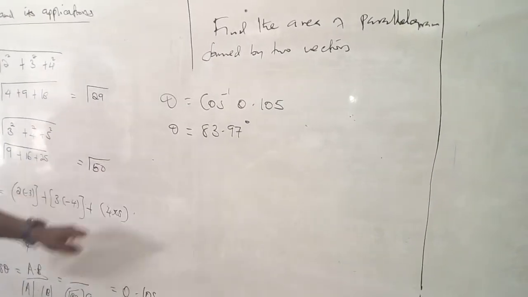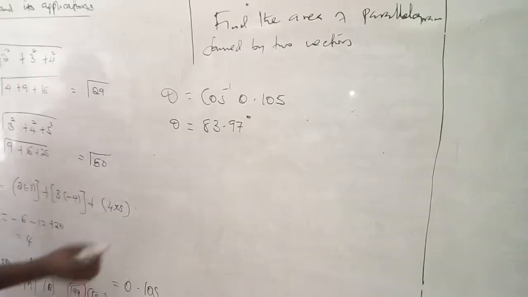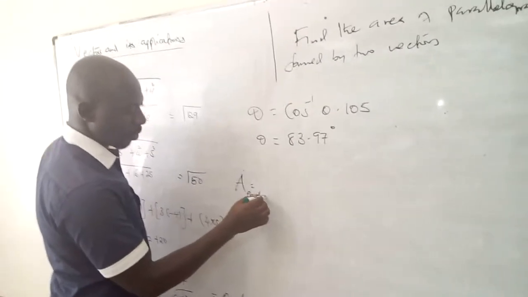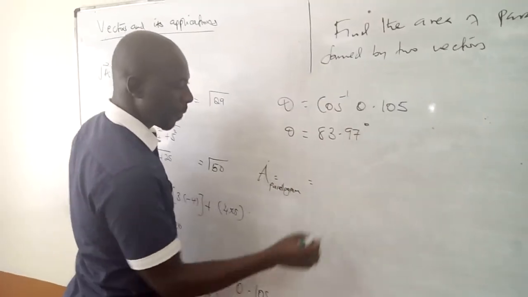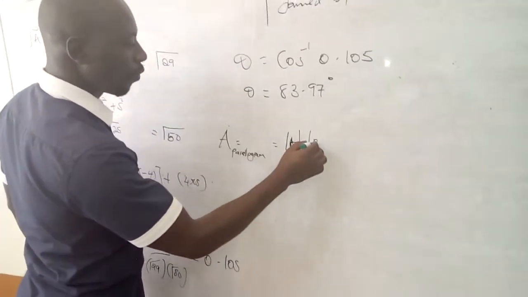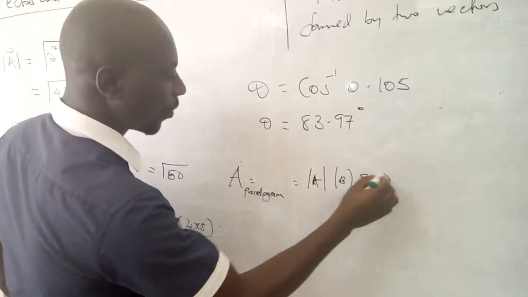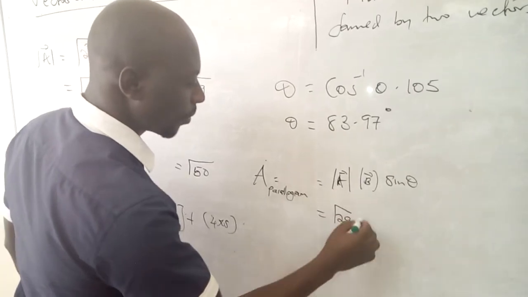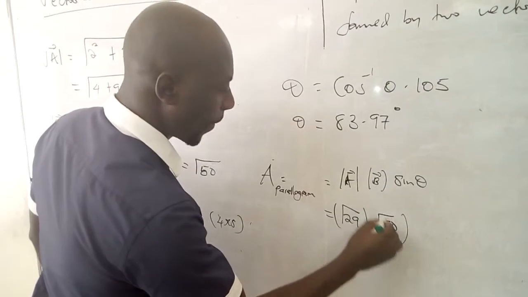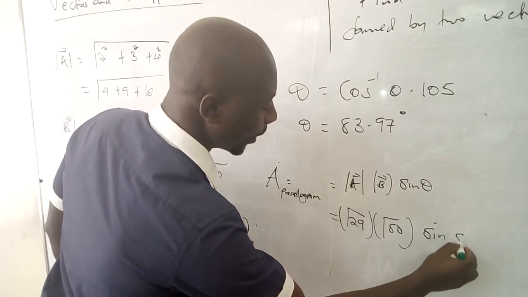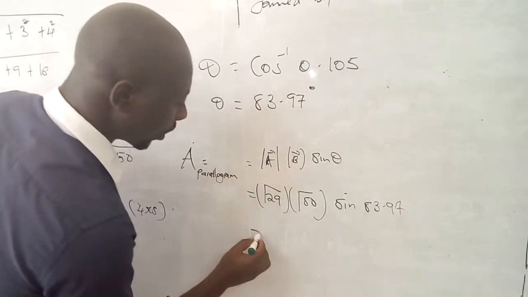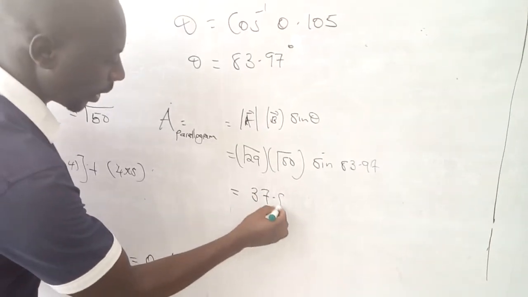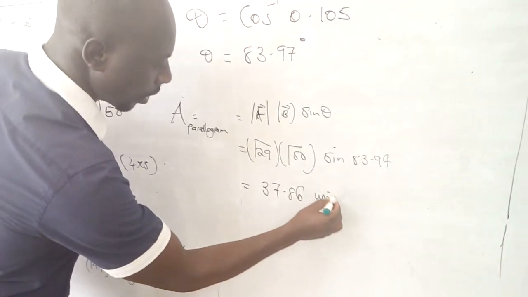So if you have the angle and you have the magnitudes, you can get the area. We have found that the area of the parallelogram formed by two vectors is given by magnitude of A multiplied by the magnitude of B, sine of the angle theta. These are magnitudes. So this one shall be root 29 multiplied by root of 50 multiplied by the sine of 83.97. So this one, if you solve, shall give us 37.86 units squared.